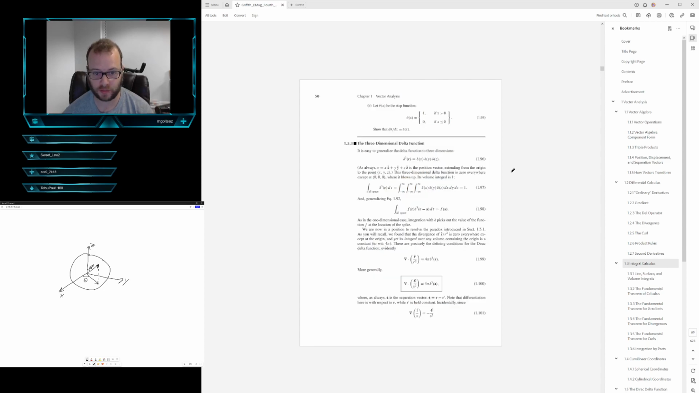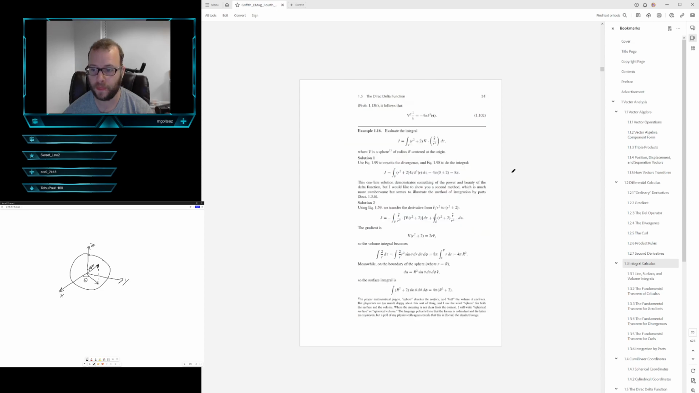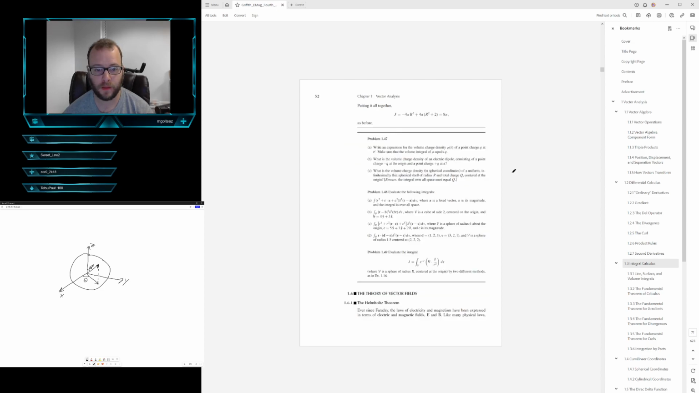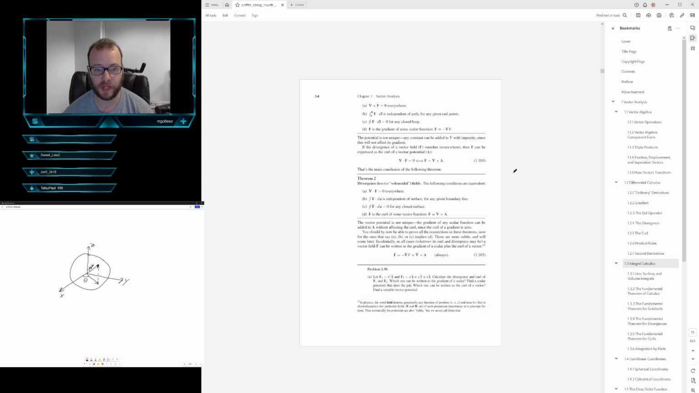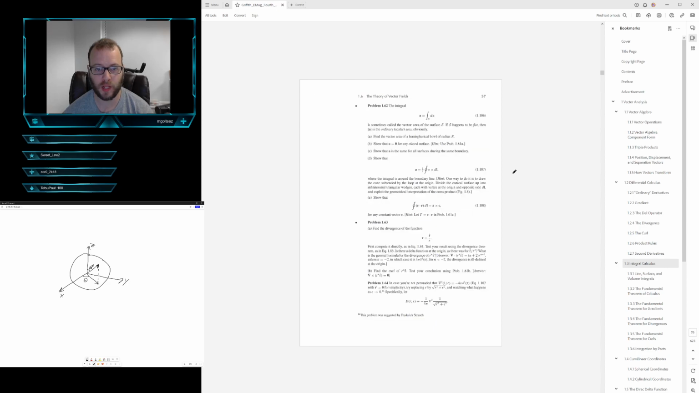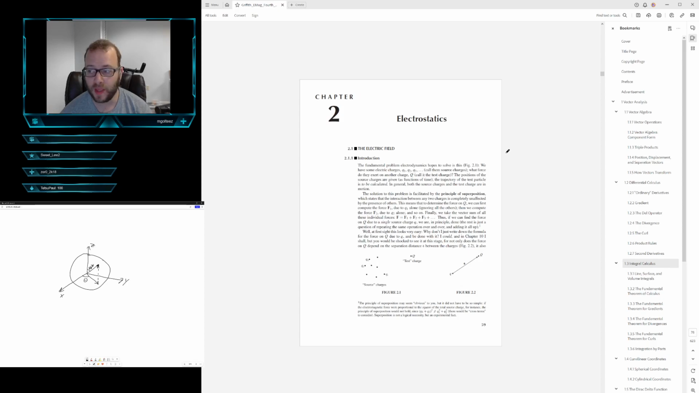The three-dimensional Dirac delta function is very similar. Then the theory of vector fields and potentials, which we will go over in more detail later. Then we have a bunch of problems that we can go over. So that is chapter 1 of electrodynamics. I am going to call it right there.